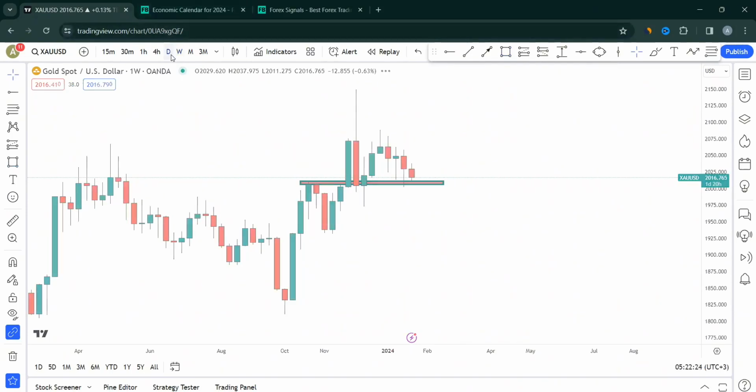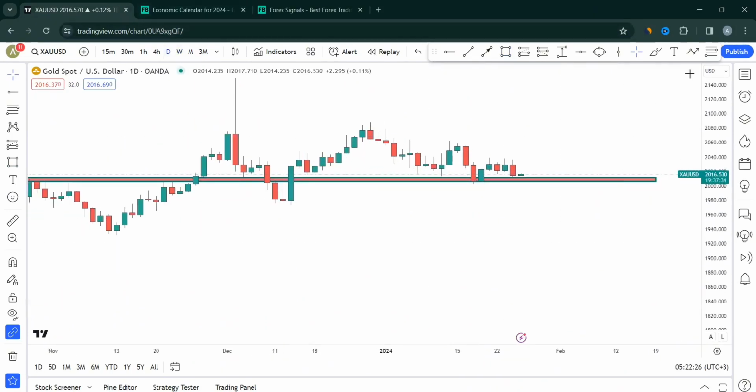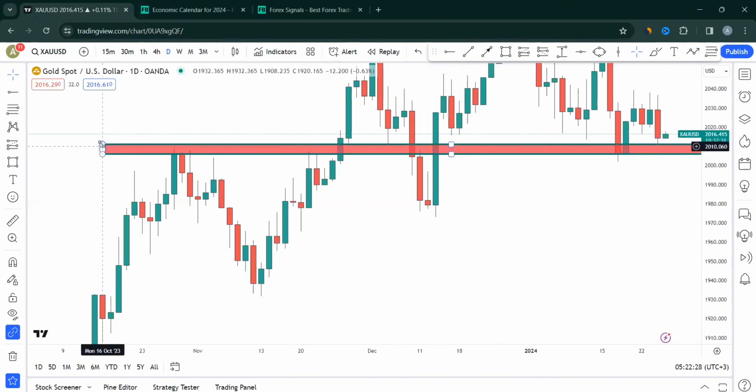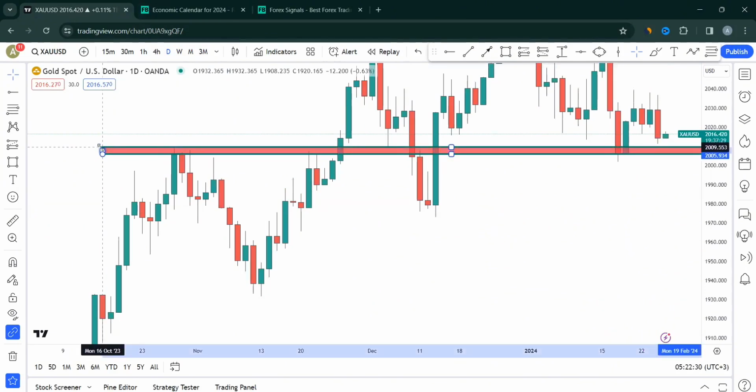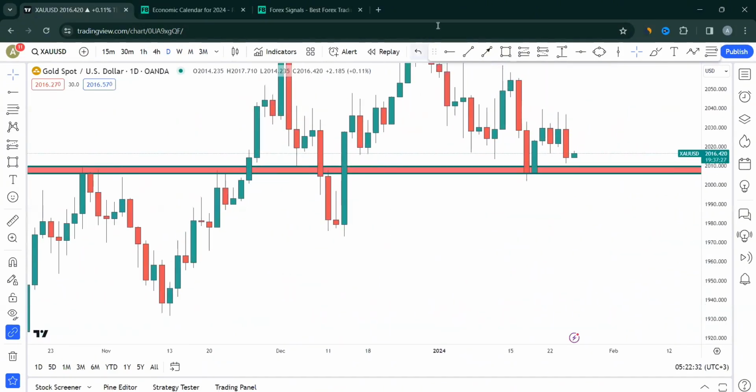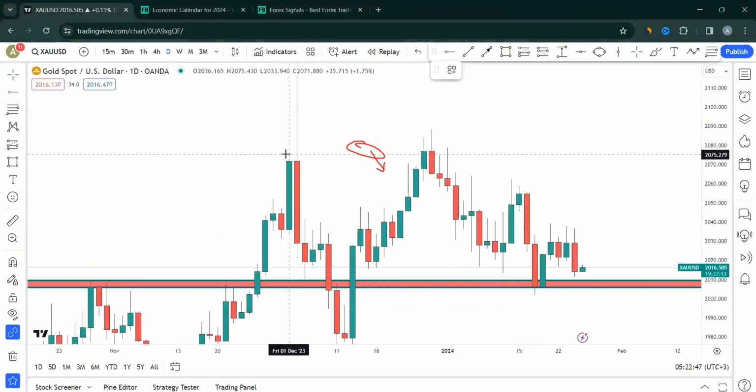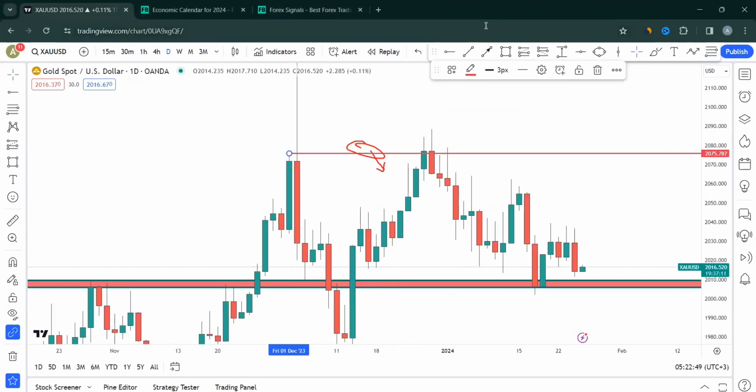Let me go and show you in daily because we're going to be using daily. If you recall this area here, we said that we had a level that was not tested, a false breakout. So we wanted the price to come back and test it. When we spoke about it, it was here. Price did not come back down to touch this area. So we're waiting for price to come back here, then we go and target the level we wanted it to reach, which was this area here. But what happened is price went and did what?